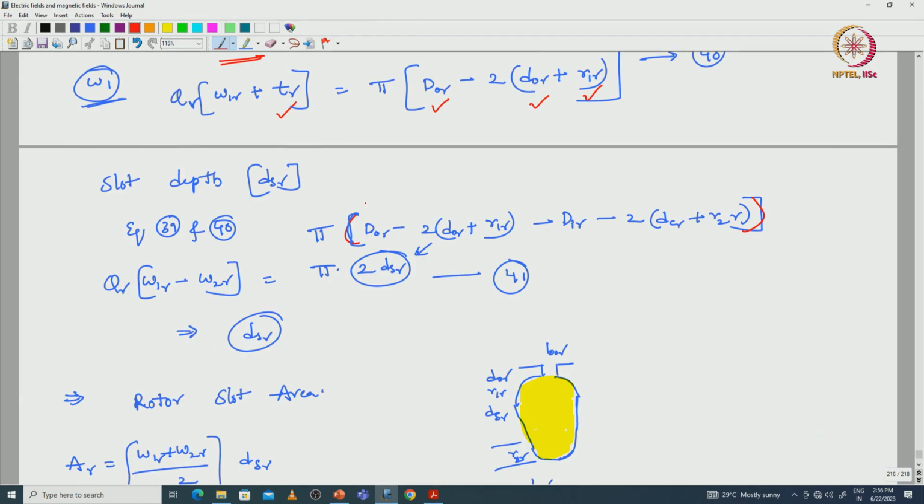So, with this I am concluding this lecture. In this lecture we have discussed the rotor slot dimensions with respect to the slot depth, slot height and slot width and back iron width, etc.